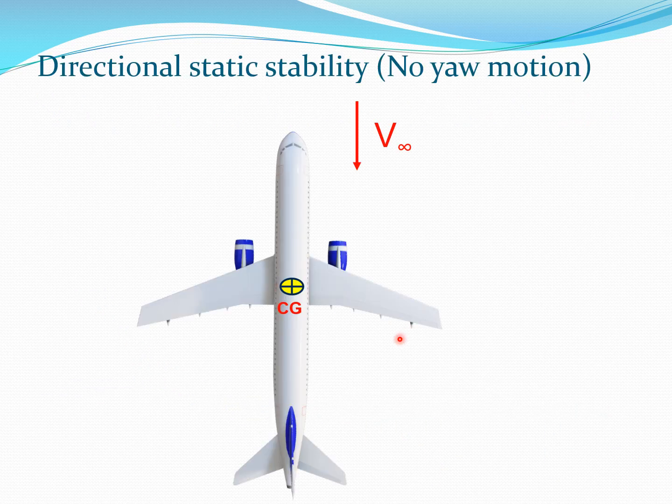So let us look at an aircraft, and we are looking at it from the top. So this is the aircraft here. You have the center of gravity at some location, that's the CG. You have the air velocity coming from the front at V infinity, and we are going to look at directional static stability. So the yaw motion would be this motion here. When the aircraft is completely straight like I have shown here, there is essentially no yaw motion.